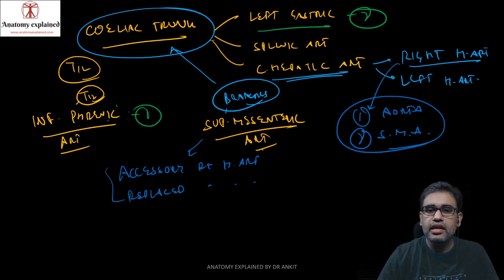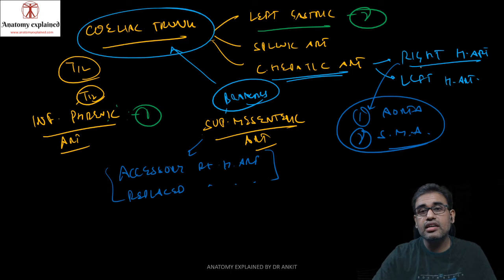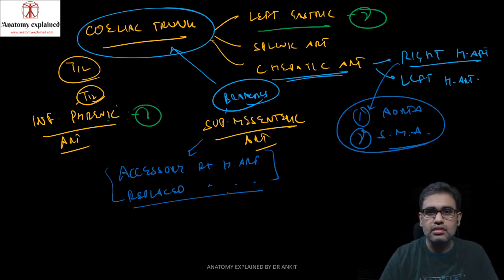What does it mean? It means that if there is no right hepatic artery from the common hepatic, we call it a replaced one, because it has been replaced, coming from the superior mesenteric. If there are two right hepatic arteries, one from the common hepatic and one from the superior mesenteric, we call it an accessory right hepatic artery. Seen in around 15% of individuals, so not a very uncommon phenomenon here.